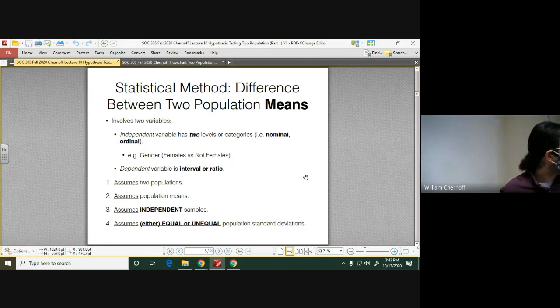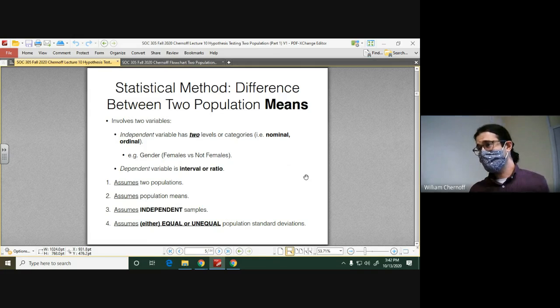So the first method we're going to talk about is the difference between two population means method. And this is the only method we're talking about today. So at this point, this will be our third method. We talked about the method for examining claims about a population mean. We talked about the method for examining claims about a population proportion. And today we're going to talk about this method for examining, I guess you could say, the difference between two population means.